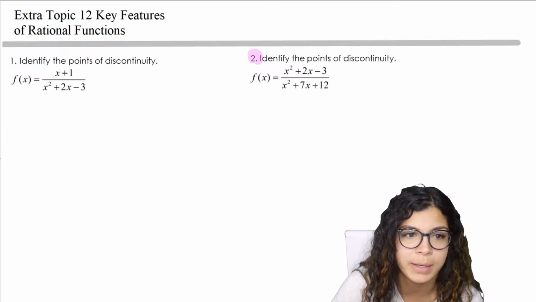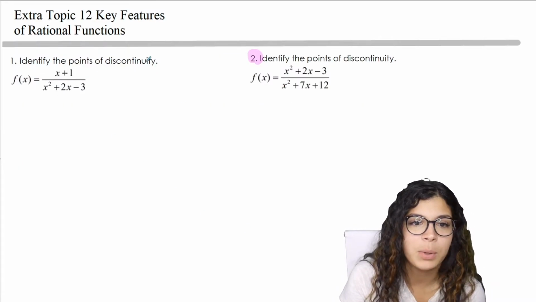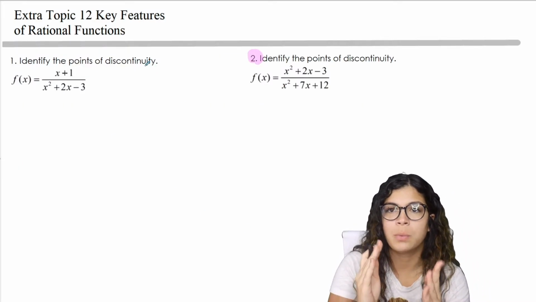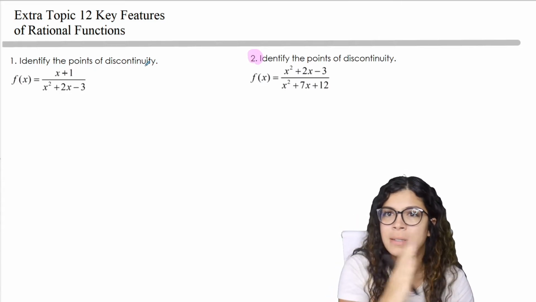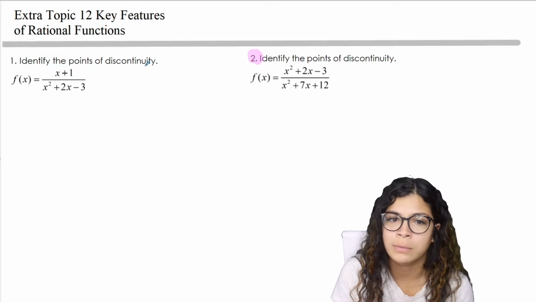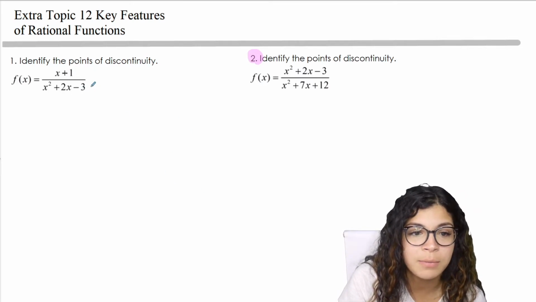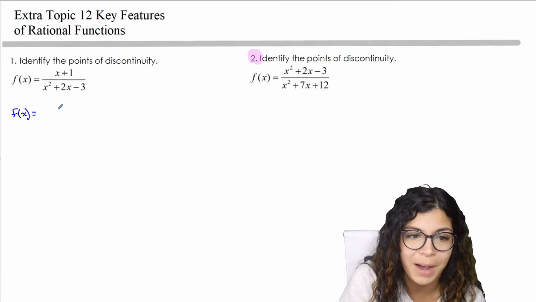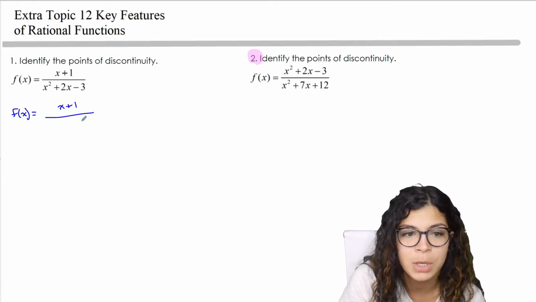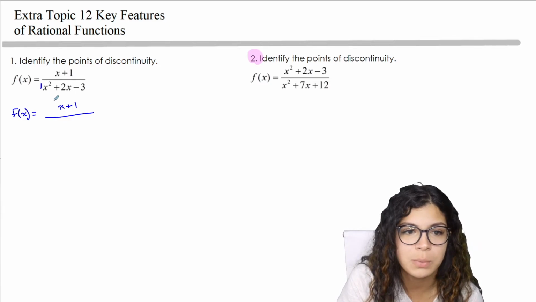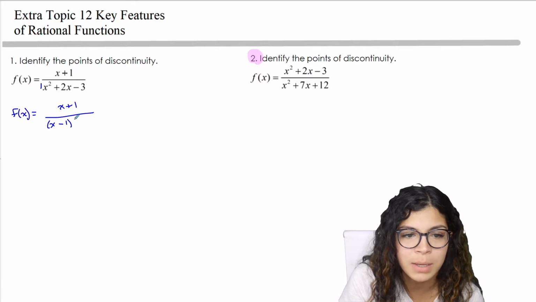So let's try some. So I'm identifying points of discontinuity. These are the points where the graph is discontinuous, so these are the vertical asymptotes and the holes that we just talked about. Now, those come from whatever makes the denominator 0. So let's go ahead and factor the denominator first. The denominator, the coefficient is 1, so it's very easy factoring. It factors into x minus 1 times x plus 3.